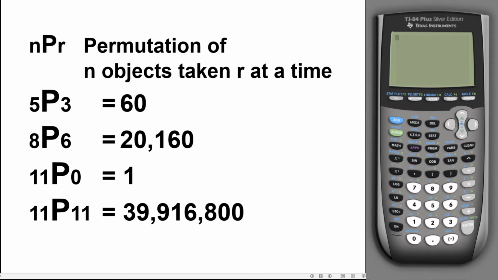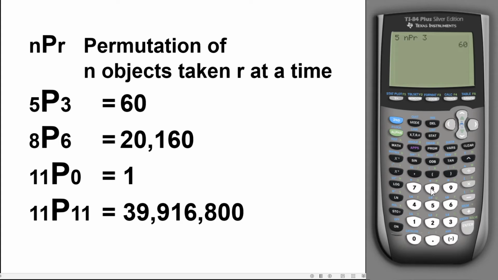A permutation is where the order of the objects matters. So if we're going to compute 5P3, we need to put the value of n, which in this case is 5, first. We'll hit Math. We'll move over to Probability. We'll move down to nPr, and then we'll put in our r value next, which is 3, hit Enter, and we'll come up with 60.